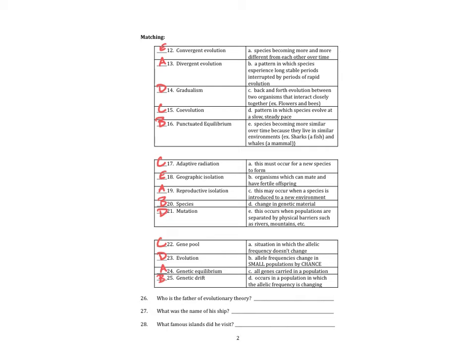Number 26 says, who is the father of evolutionary theory? You should remember that this is Charles Darwin. He was a British naturalist, and he's the one who first described evolution by natural selection. A lot of his ideas came from a trip he took around the world, and he sailed on a ship that was called the Beagle.